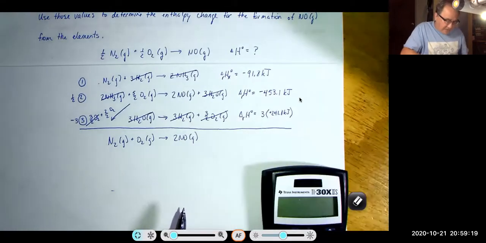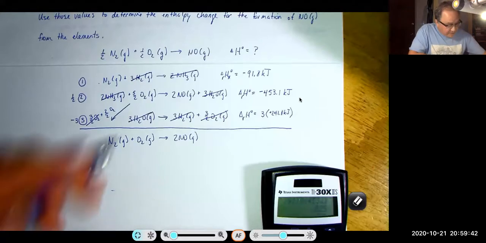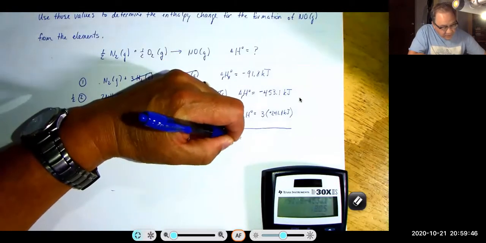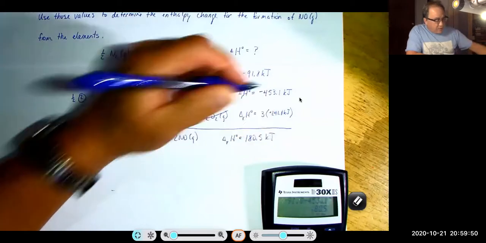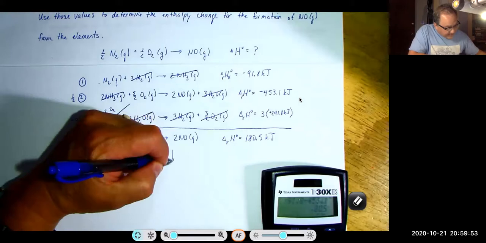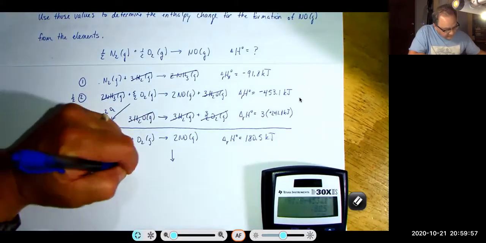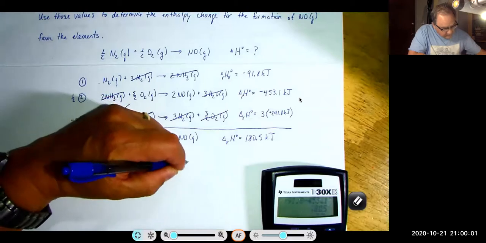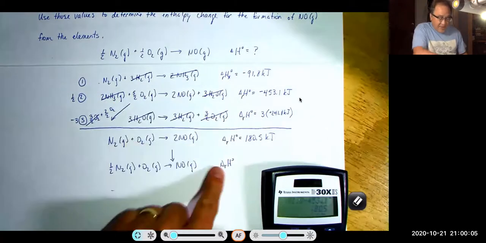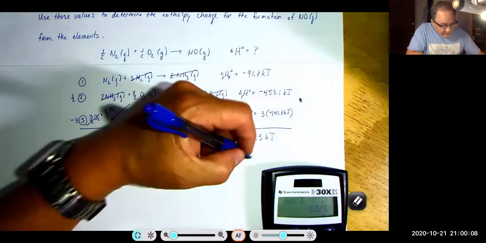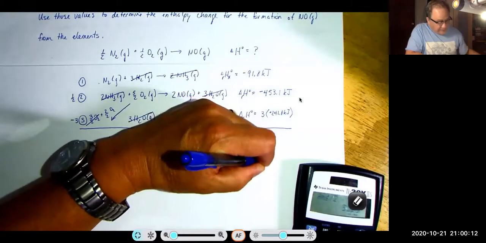So let's go ahead and put that into action and see what we get. So negative 91.8 minus 453.1, and then plus 3 times 241.8. And we get the enthalpy of this reaction is equal to 180.5 kilojoules. But remember, we don't want this reaction, we want half of it. So when we take half of this, for this reaction, it's half of the 180, and so we get 90.25 kilojoules. And there's your answer.